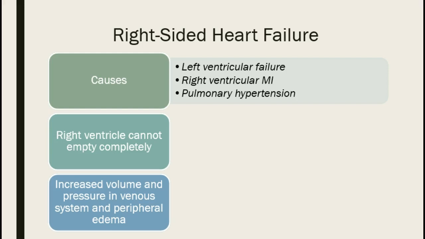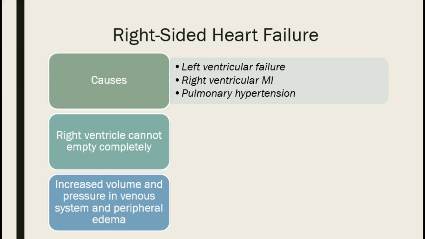Patient might have had a right ventricular MI, and then pulmonary hypertension. We discussed right-sided heart failure in our last module as it related to COPD, and the COPD patients often develop this pulmonary hypertension. And so no matter what the cause is, when that right ventricle can't empty completely, then we get increased volume and increased pressure in the venous system and leads to peripheral edema as well.